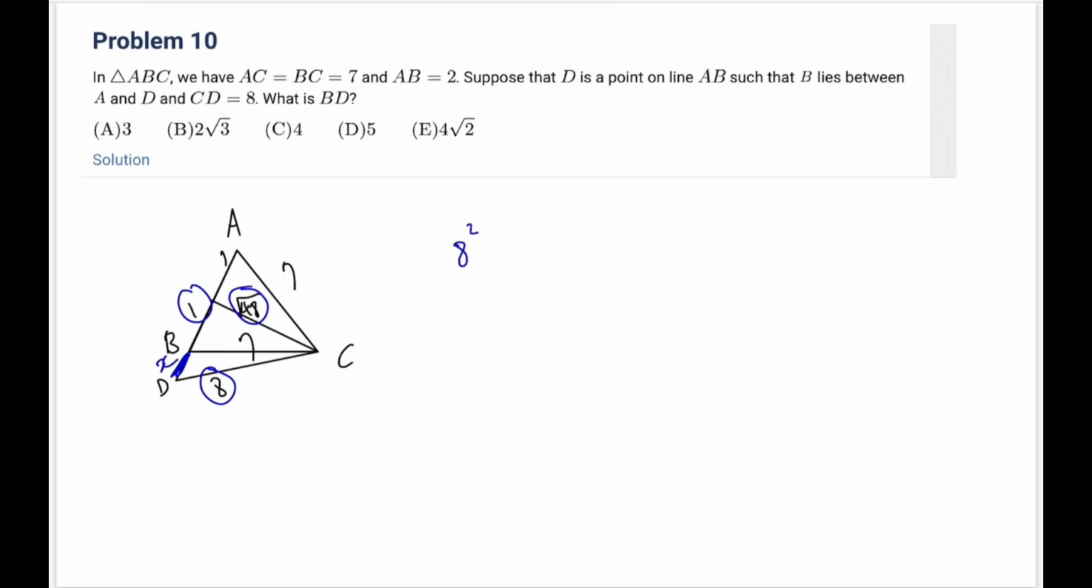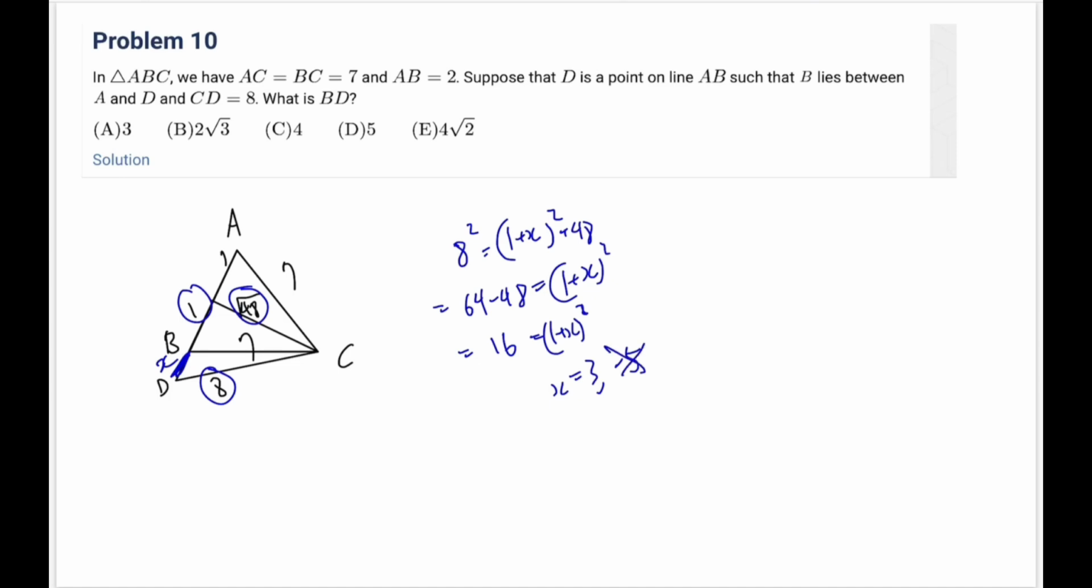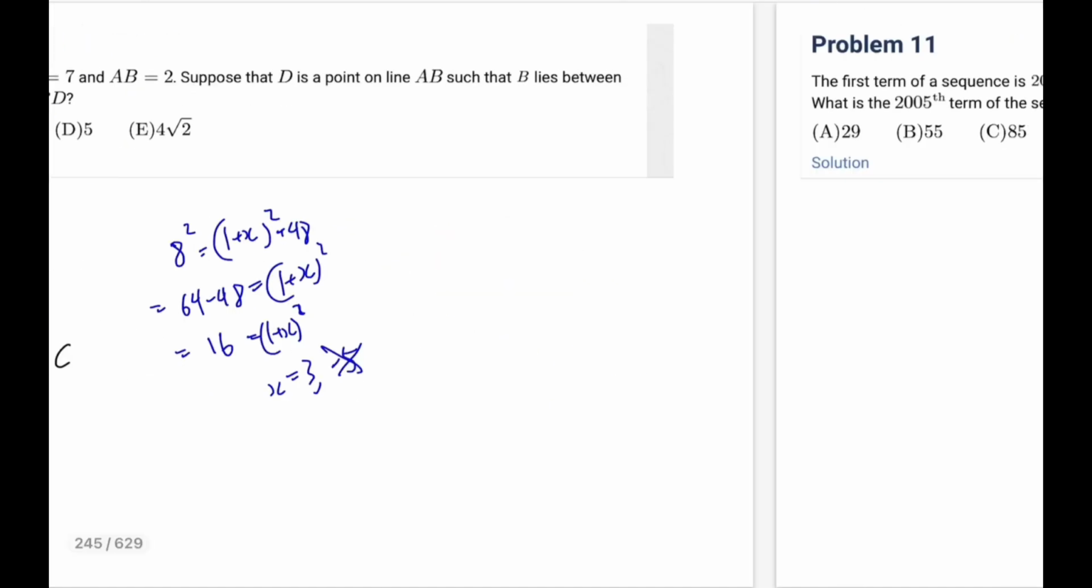And so 8 squared equals (1 plus x) squared plus 48. 64 minus 48 equals (1 plus x) squared. So this is 16. 16 equals (1 plus x) squared. X equals 3 and x equals minus 5. So what is BD? So x can't be minus 5, right? So it's 3. The answer is A.